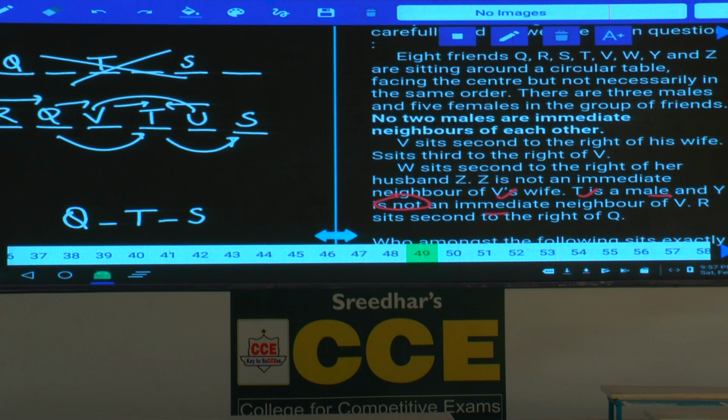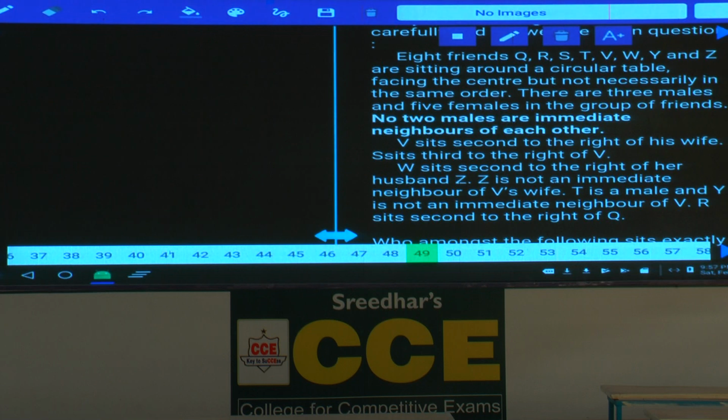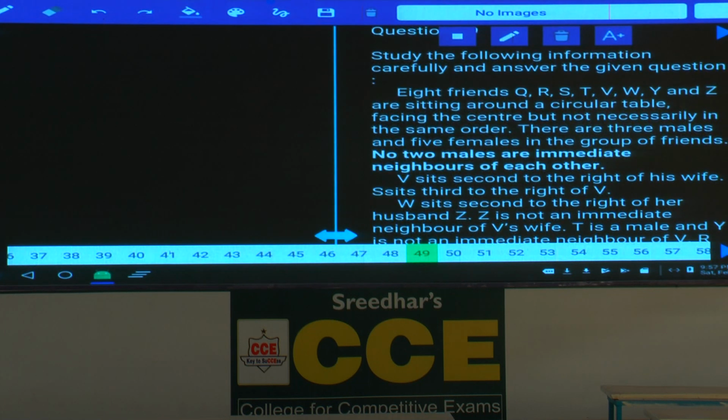Then questions 49 to 52. Now in these question numbers 49 to 52, it's again based on a puzzle. Q, R, S, T, U, V, W, Y and Z are the eight persons seated around a circular table facing the center but not necessarily in the same order. All the persons are facing towards the center only. There are 3 males and 5 females in the group.